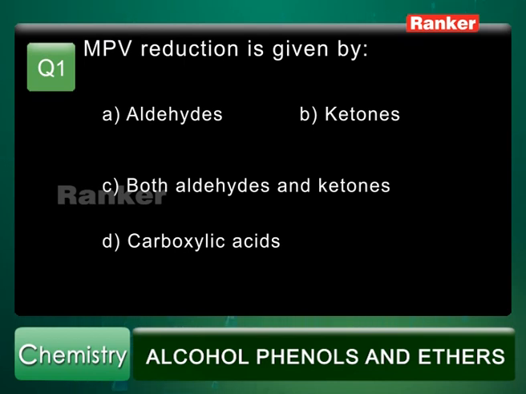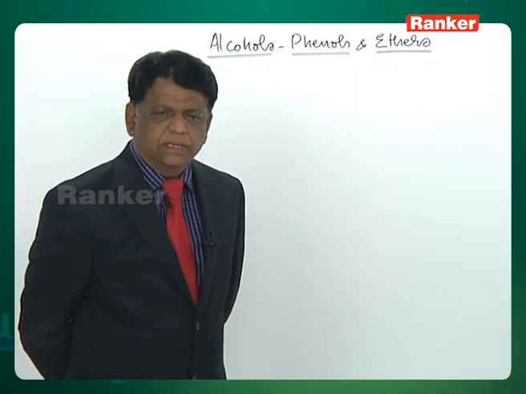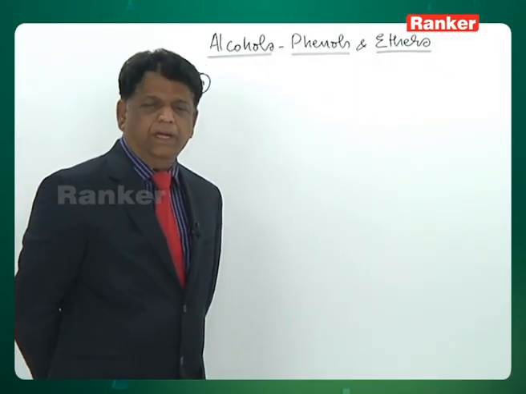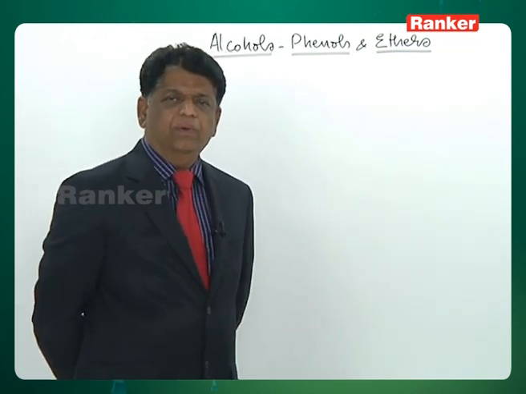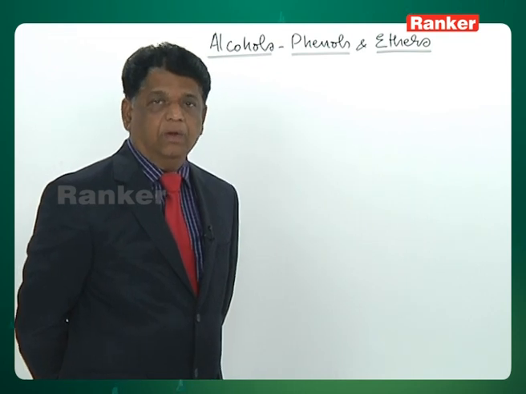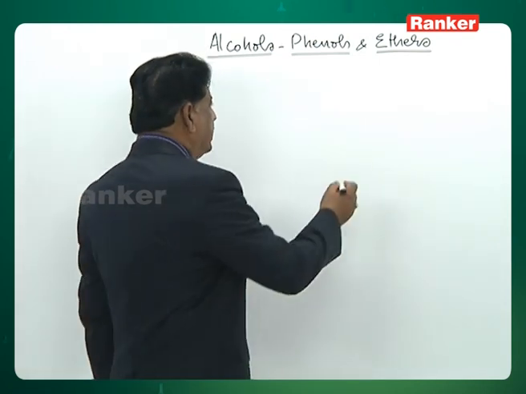The options are given: aldehydes and ketones, both aldehydes and ketones. Option D is carboxylic acids. Carboxylic acids also can be reduced by lithium aluminum hydride, but MPV reduction is a selective reduction using the aluminum isopropoxide in the presence of acetone or an alcohol solvent. So it is a reduction of aldehydes into the 1 degree alcohols and a reduction of ketones into the 2 degree alcohols. So specifically the answer goes to both aldehydes and the ketones. Answer goes to the C.